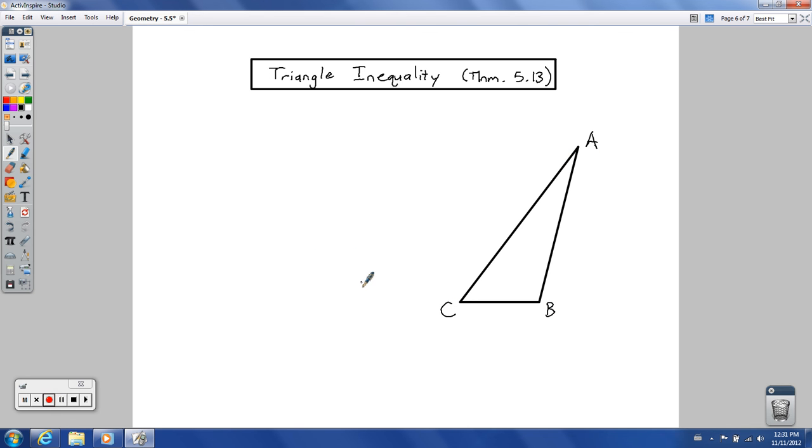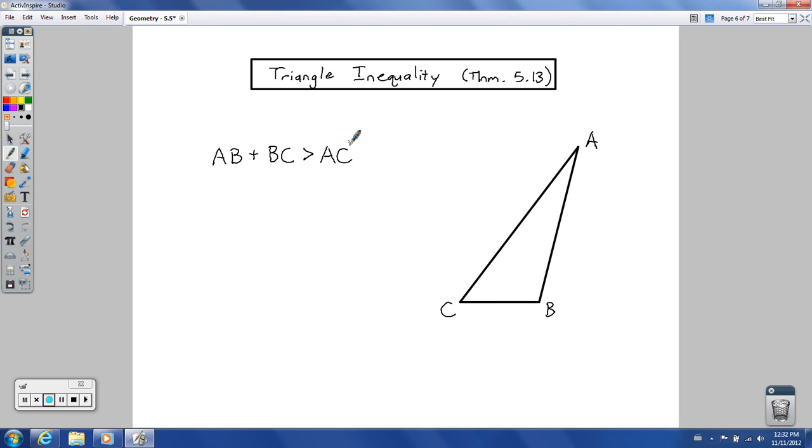And so what does this say? Triangle inequality. It basically says that if you add up any two sides of the triangle, the sum is going to be bigger than the other side that you didn't include in that sum. So if I add AB plus BC, those two sides added together have to be bigger than AC. So let's write that down. AB plus BC is greater than AC.